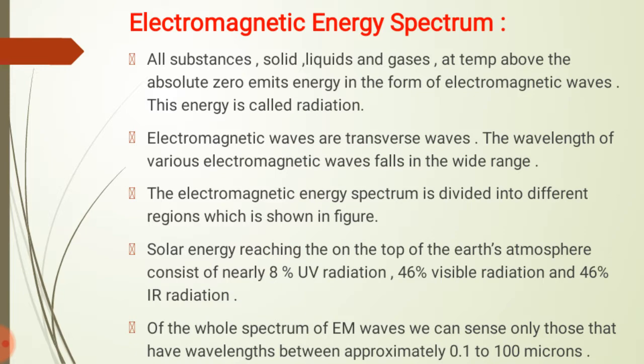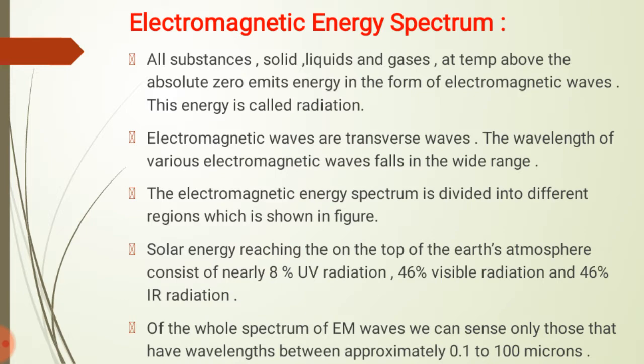Now there are different types of radiation present in our environment. So we know that electromagnetic waves have a transverse nature. That means electromagnetic waves are transverse waves. The wavelength of various electromagnetic waves falls in a wide range. There are two types of waves generally, longitudinal waves and transverse waves, but electromagnetic waves are transverse in nature.